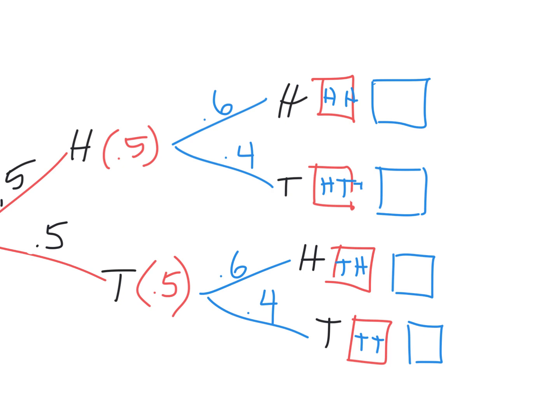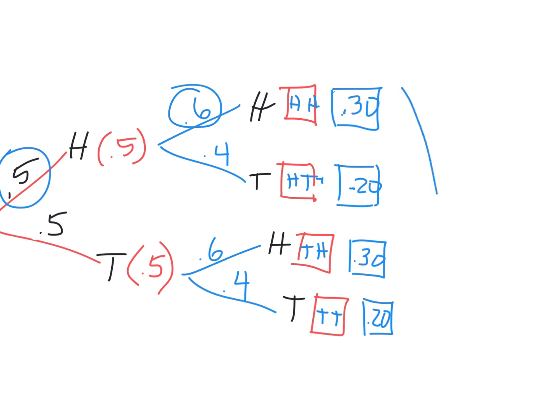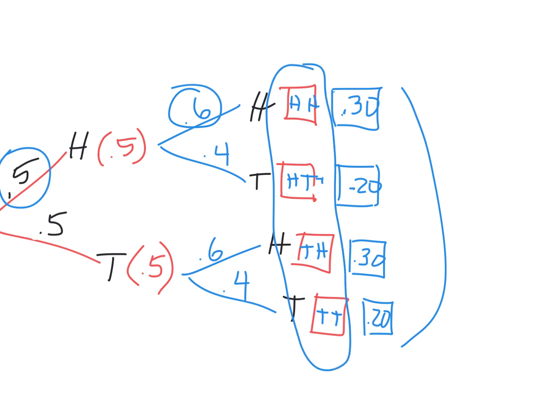Okay, so you should have then multiplied the routes together, like 0.5 times the 0.6. 5 times 6 is 30, but it's 0.30. And 5 times 4 is 20, 0.20. 5 times 6 is 0.30 again, and then 0.20 again. And when you put them all together, these add up to 1, as in 100%. And this is what's called the sample space.